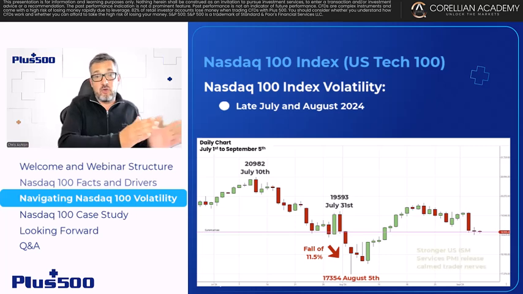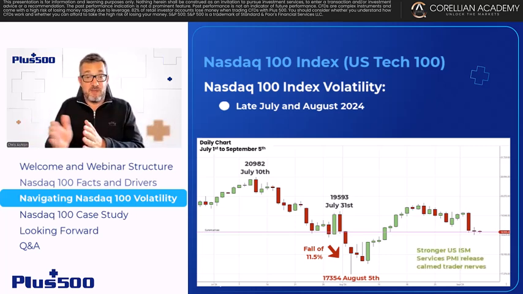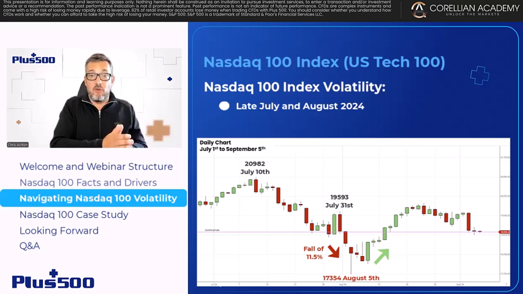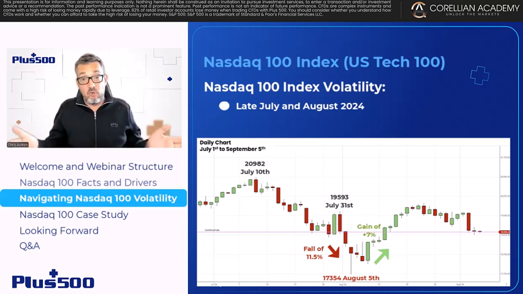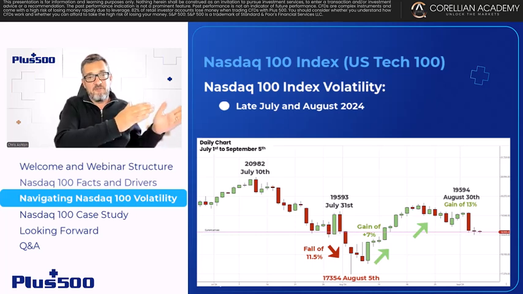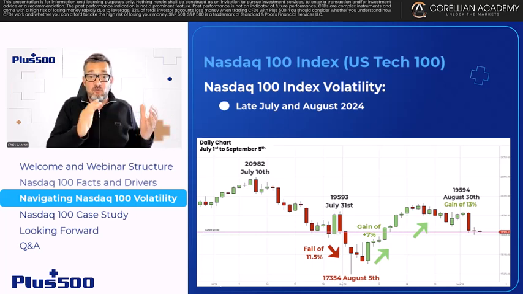This time, a stronger than expected ISM Services PMI release on Monday, August the 5th, calmed trader nerves and the upside reversal began. By the end of the week, the Nasdaq 100 had already jumped 7% from its Monday lows, with a close at 18,601. And by the end of August, the index was trading right back where it started at 19,594, which was a rally of 13% in just 3 weeks.